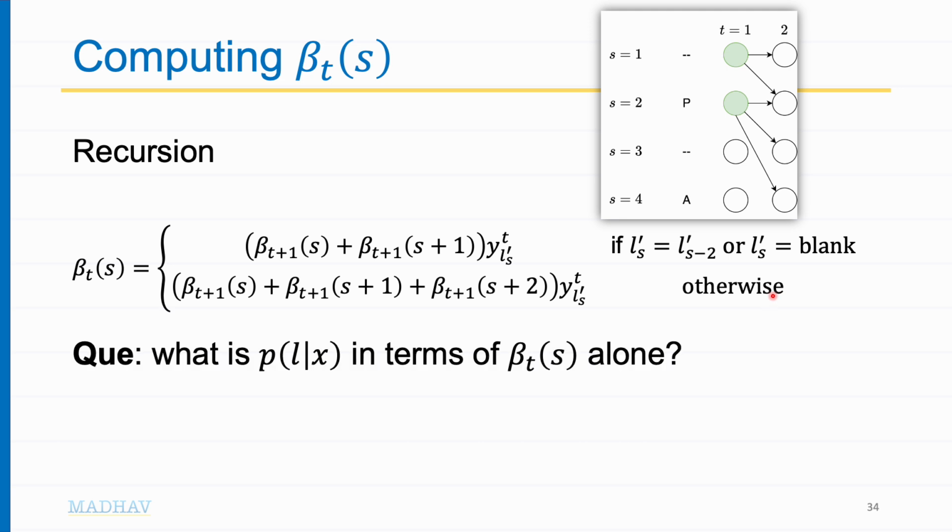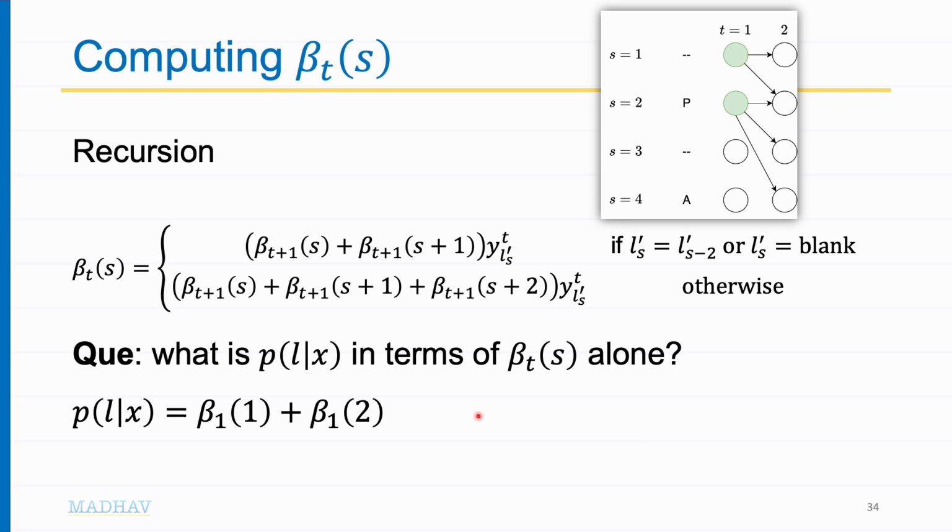Again, a teaser: what is P of L given X in terms of beta T S alone? So you have a beta 1 at s equal to 1. So you can end up either in this blank or this P. You can't end up in any other node. So you sum over these two quantities. That is total probability. Done? Okay.